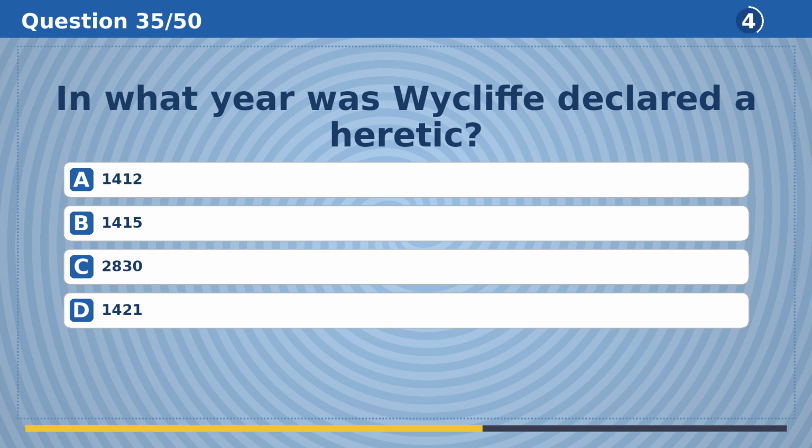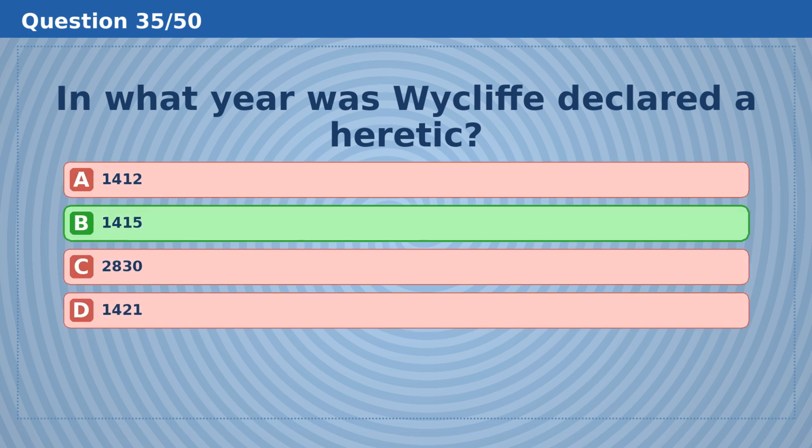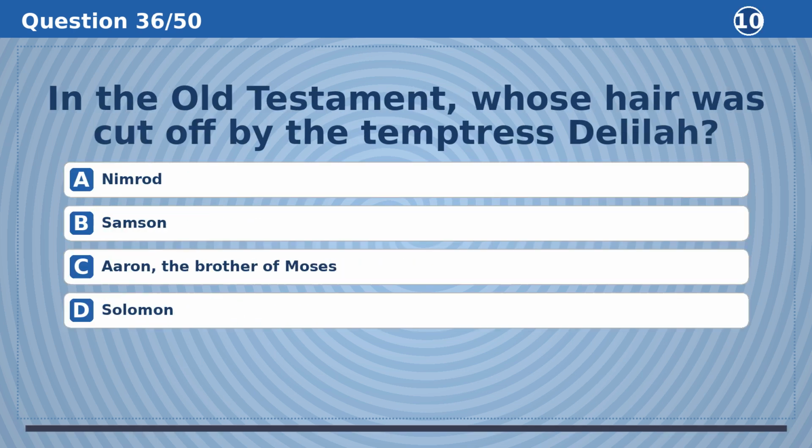In what year was Wycliffe declared a heretic? The answer is B, 1415.